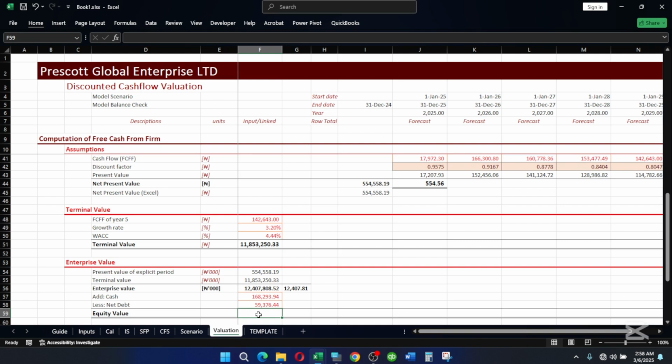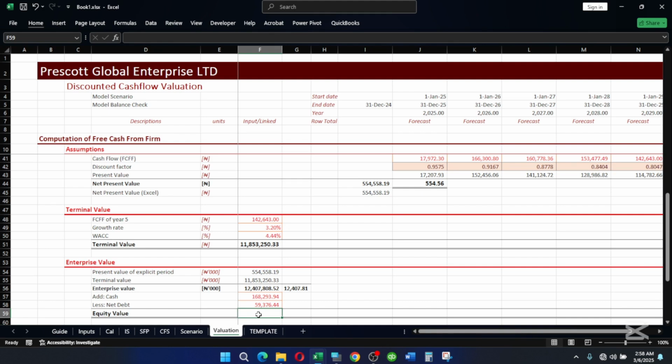Investors use enterprise value in calculations like the enterprise value over the earnings before interest, tax, and depreciation to compare companies and find investment opportunities, right? Enterprise value gives a more accurate picture of a business's financial health than just looking at the stock price, right? So that is what it means in this regard.